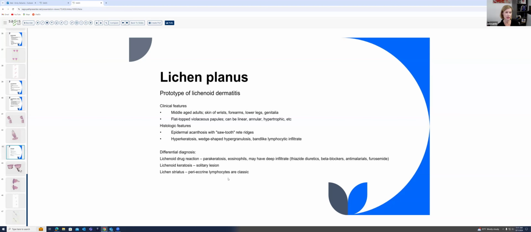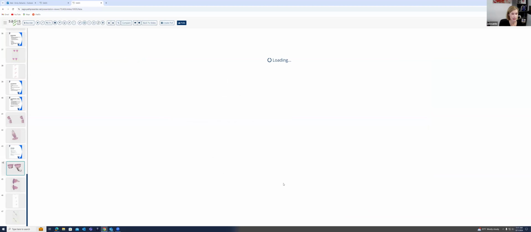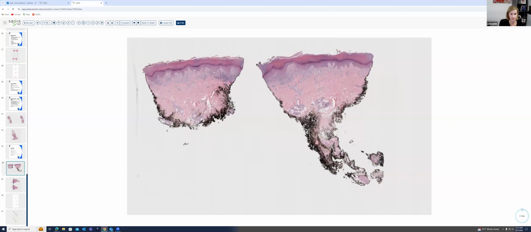Lichen striatus superficially can look like lichen planus, but is a nice example of why a punch biopsy is very important in these cases, because lichen striatus also includes a deeper inflammatory component, classically in a perieccrine pattern.